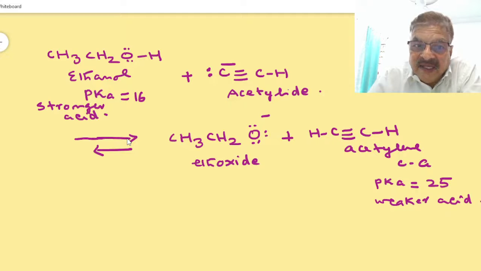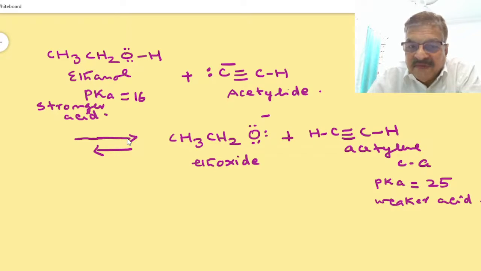Now acetylide is the conjugate base of acetylene, and acetylene is weaker than ethanol. Got the point? Now, I will repeat: ethanol is getting deprotonated by acetylide here, because the reaction equilibrium favors the formation of the products. Therefore, ethanol is deprotonated by acetylide. Now, what is acetylide? Acetylide is the conjugate base of acetylene. What is acetylene? Acetylene is an acid. This acetylene is weaker than ethanol.